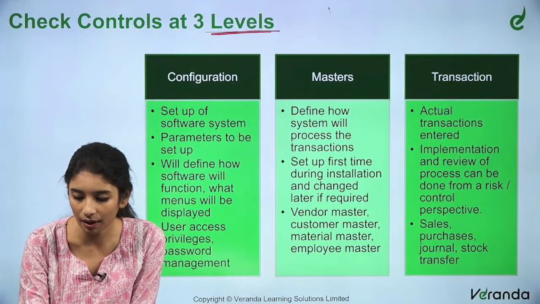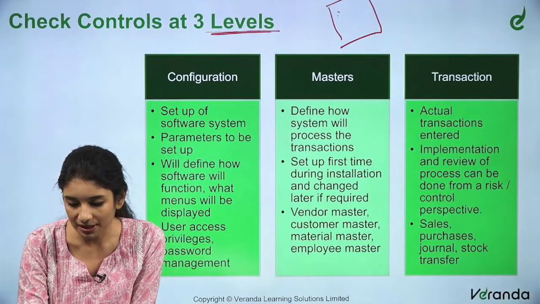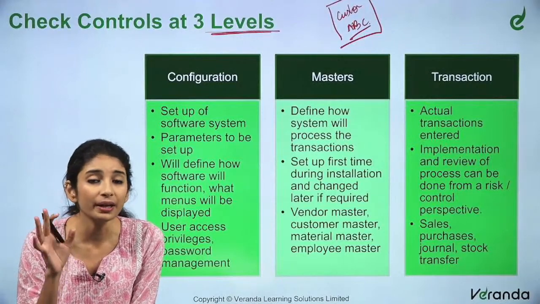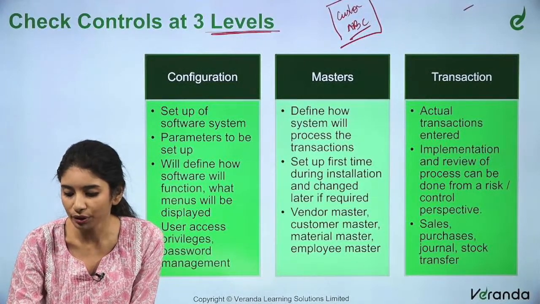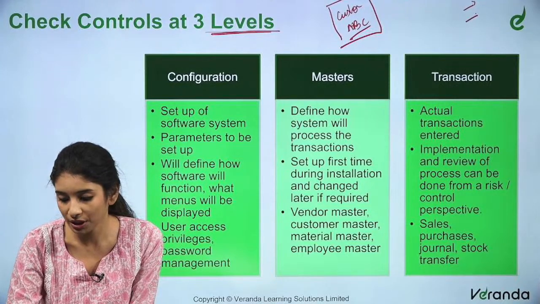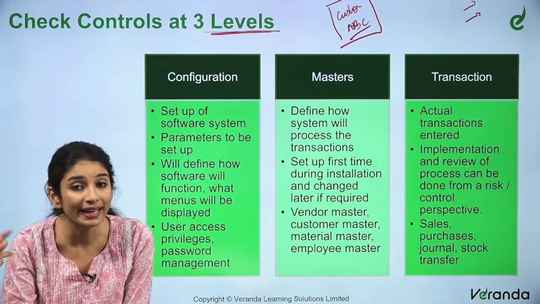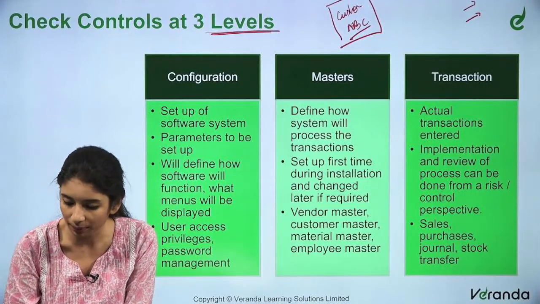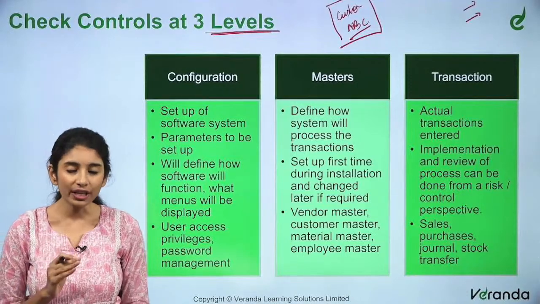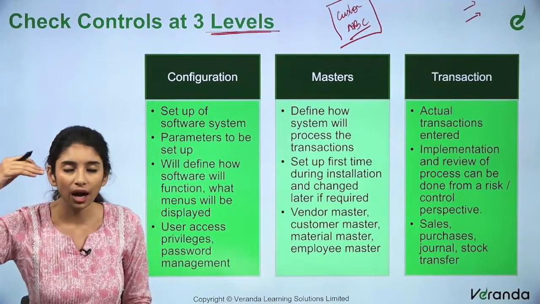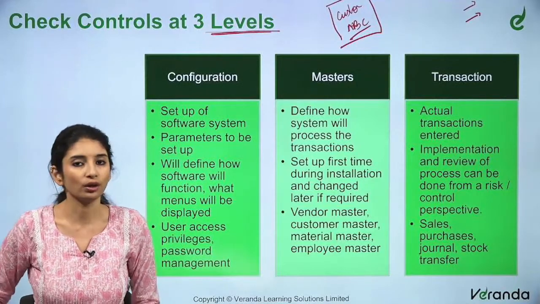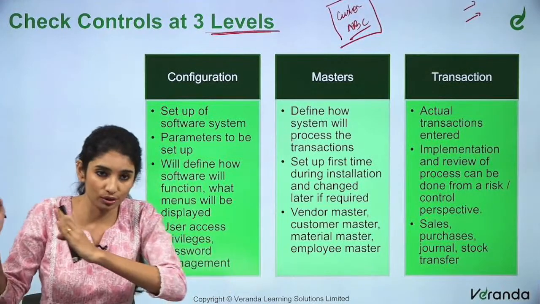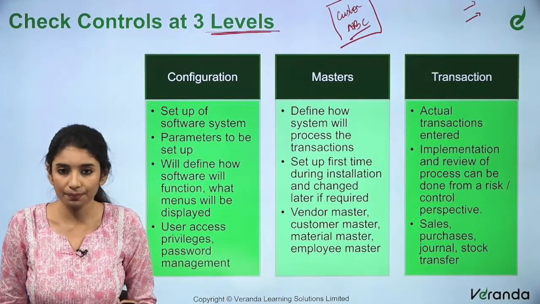Masters is, for example, you open a customer master file. You create a customer ABC. So, this is relatively permanent. And transaction is what you have sold to him today, what you have purchased from him today. So, the transactions on a day-to-day basis, the amounts, that's going to change. It's like non-master data. Now, configuration means how the software is going to function, how it's going to look like, the menus and all of that. So, at all these 3 stages, we need to have adequate controls so that no one can misuse the system.